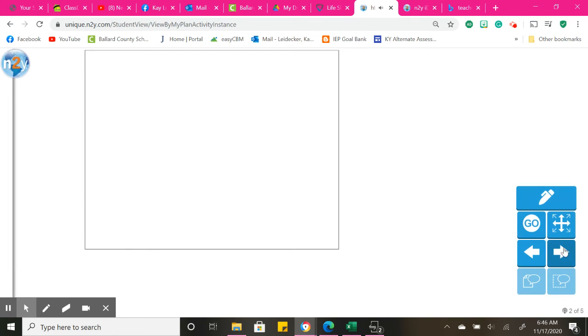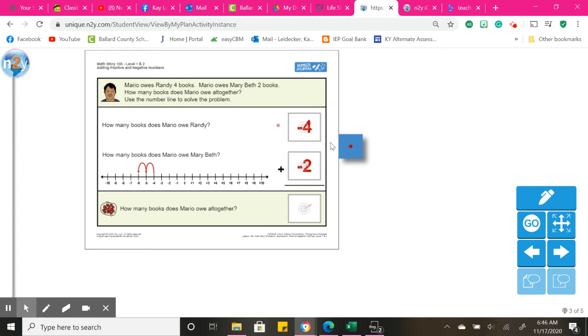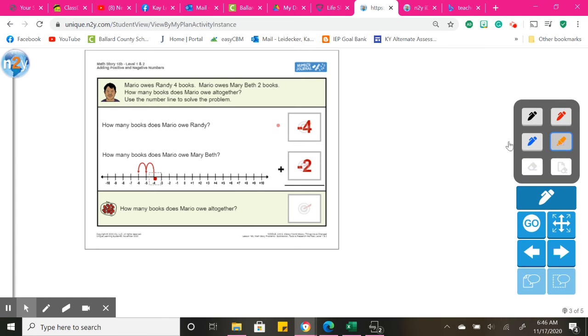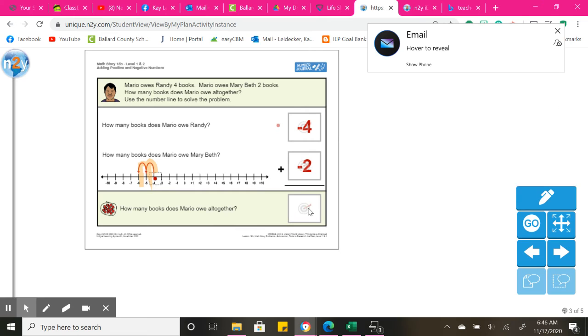All right, next one. So we're at -4. Mario owes Randy 4 books. Mario owes Mary Beth 2 books. How many books does Mario owe altogether? Use the number line to solve the problem. Remember, we always start with our first number. So how many books does Mario owe Randy? So we're starting at -4, and then we're adding -2. So I'm going to subtract 2. 1, 2. So my answer here is -6.